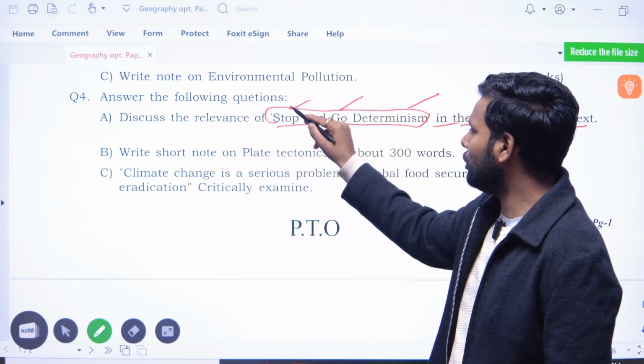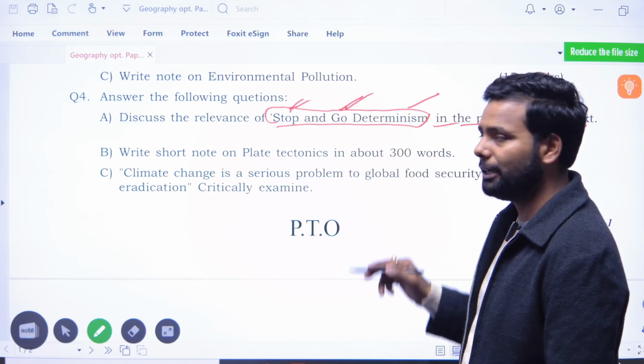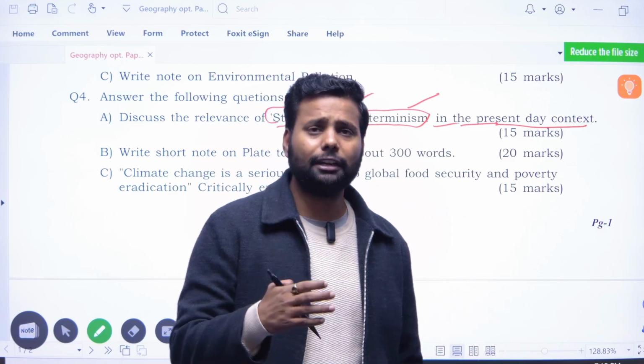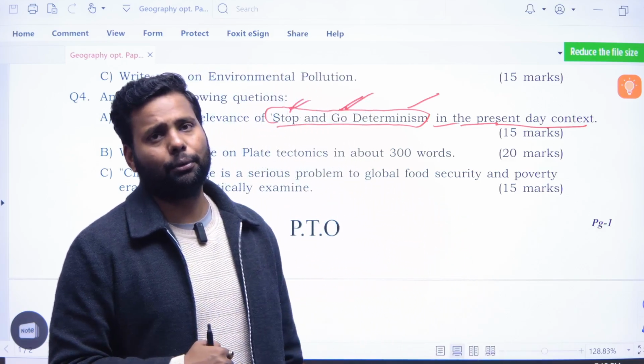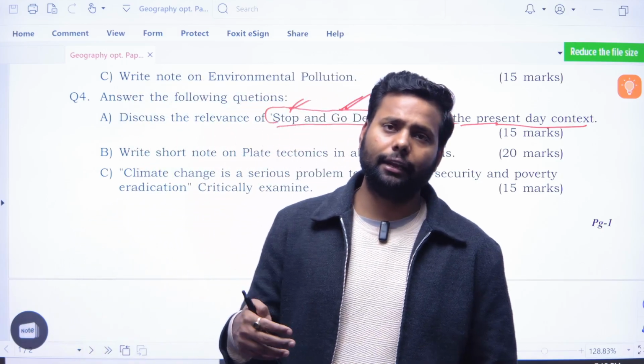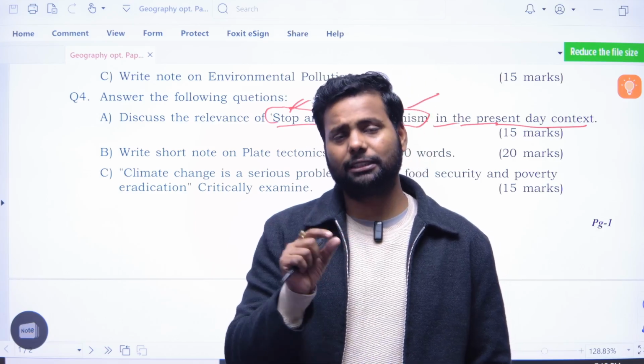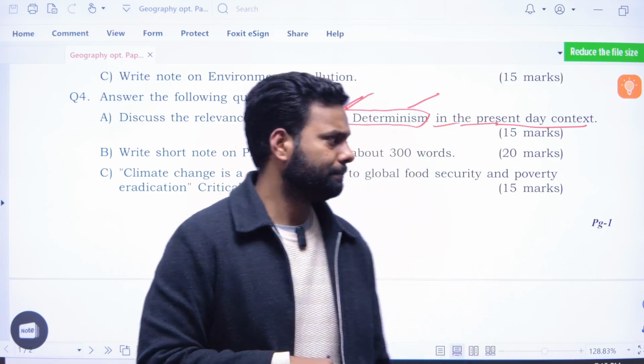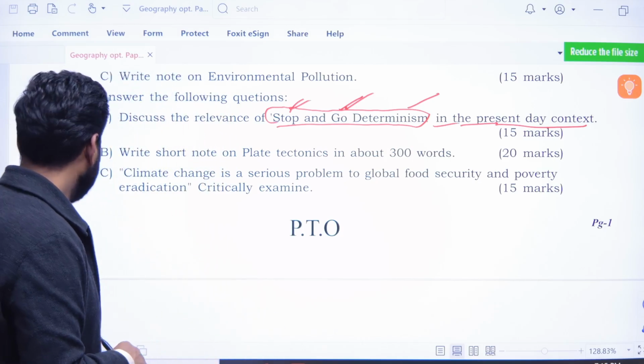Stop and go determinism means the determinism which talks about limited control, and which again talks about a possibilistic way. So you have to just mention this.